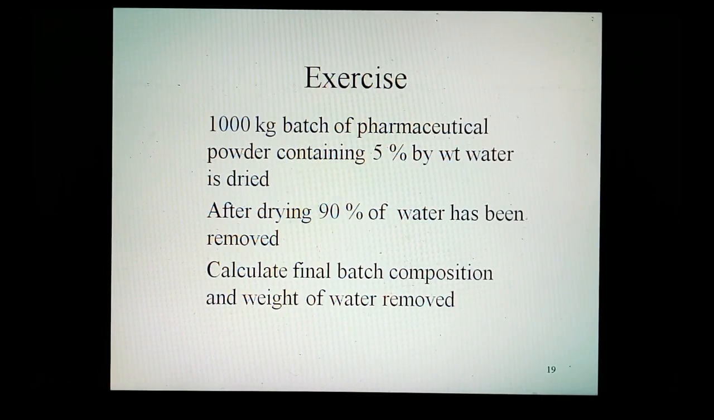Exercise: a 1,000 kilograms batch of a pharmaceutical powder containing 5% by weight water is dried in a double cone dryer. After drying, 90% of the water has been removed. Calculate the final batch composition and the weight of water removed.